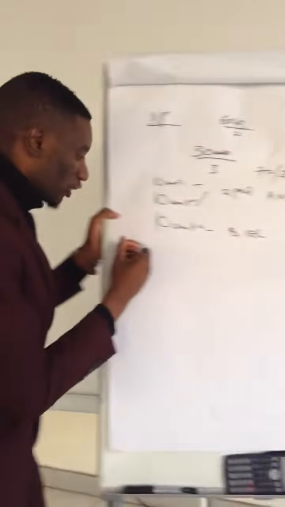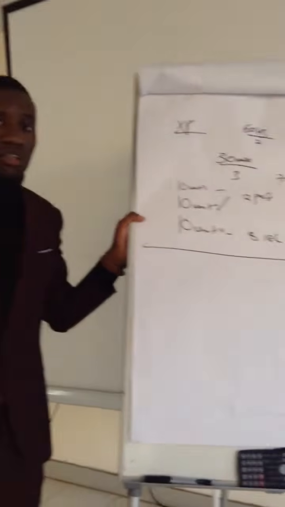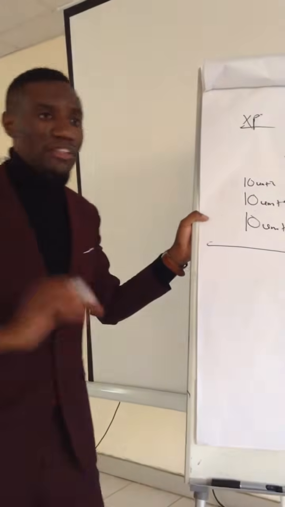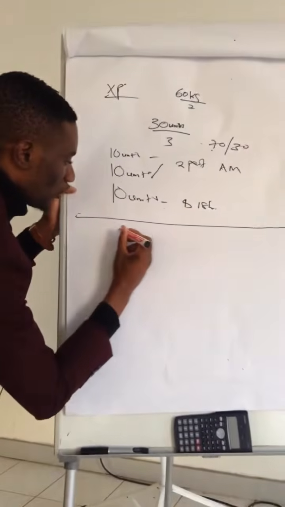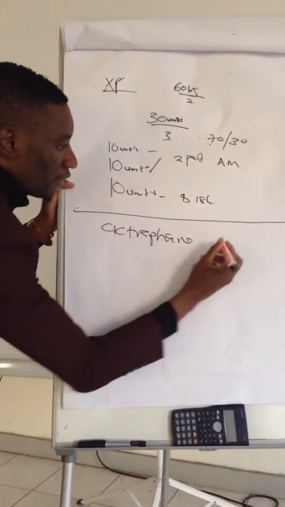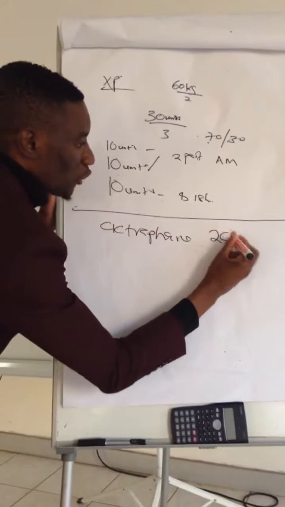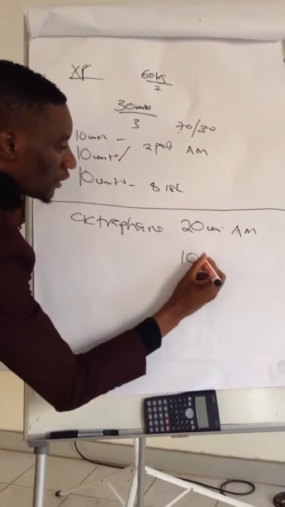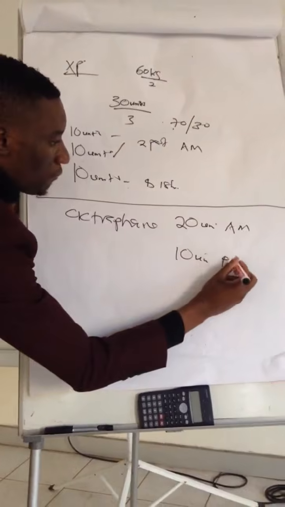Now I'm going to show you another calculation here. Very easy, so I need you to understand this part. This is very important. Assuming you are a pharmacist working in the pharmacy, the doctor prescribes the drug for the patient. The doctor writes here Actrapen. Then the doctor writes 20 units AM, then 10 units PM.